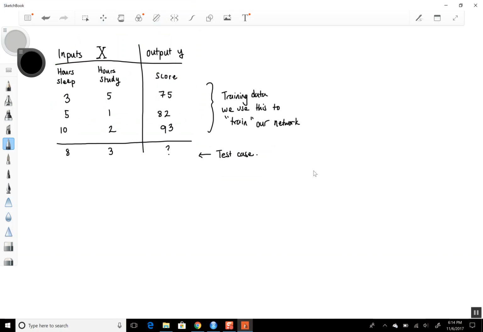Effectively, all this is is just a function of 2 inputs that spits out 1 output. That's really all it is. So we have inputs, we have 2 of them. They go into our function, which we call a neural network, and then it spits out 1 output, which in this case is our score Y.